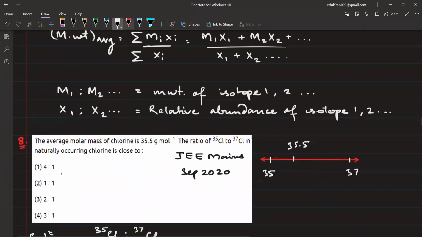Please write this down. The average molar mass of chlorine is 35.5 grams per mole. The ratio of 35 chlorine to 37 chlorine in naturally occurring chlorine is close to what? They're asking the ratio of 35 chlorine to 37 chlorine. So there are two different ways of doing this. First of all, you can use this formula and then get the ratio. And then I will tell you a trick on how to do it. Looking at the options. If you don't have the option, then you have to go the long way.